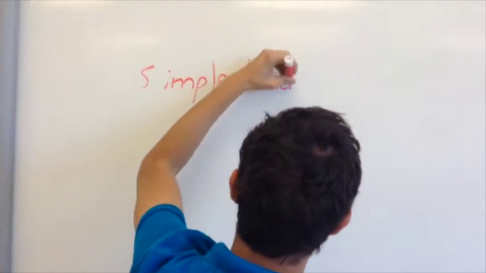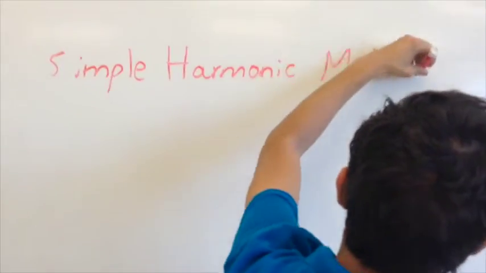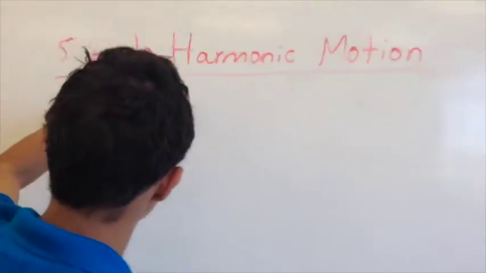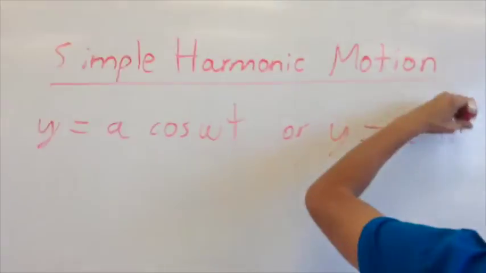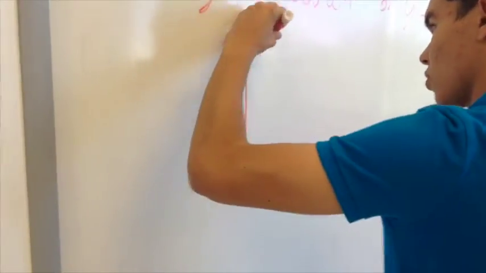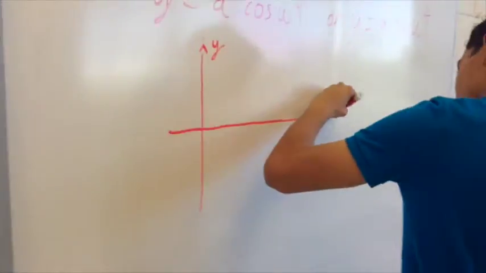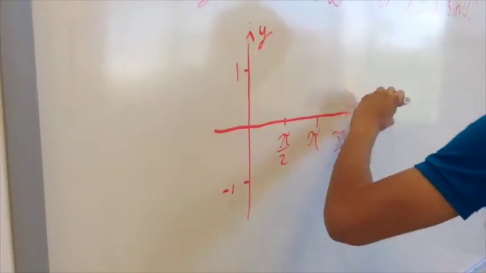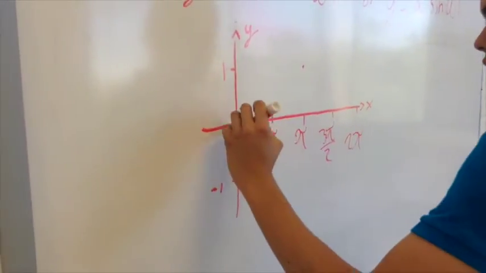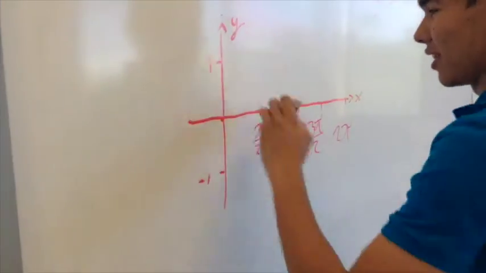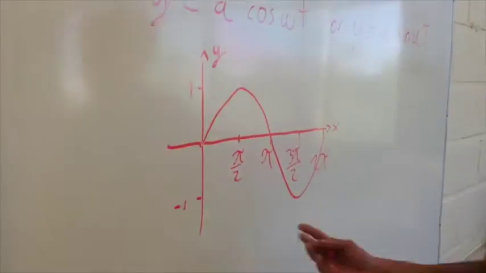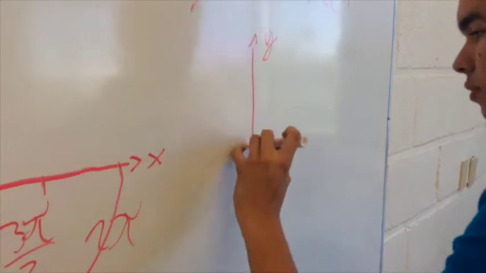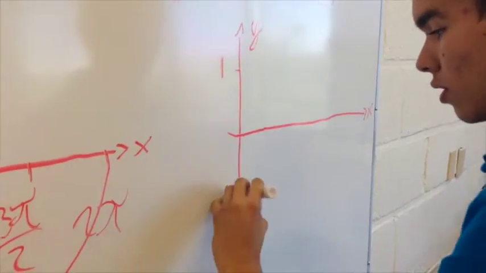Periodic behavior is a behavior of a function that repeats its values in regular intervals or periods. An object is in simple harmonic motion when its acceleration is directly proportional to its displacement, and acceleration is always directed toward the equilibrium position. The equation for simple harmonic motion is y equals a sine omega t, or y equals a cosine omega t.